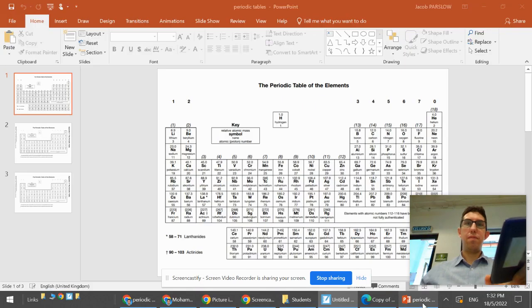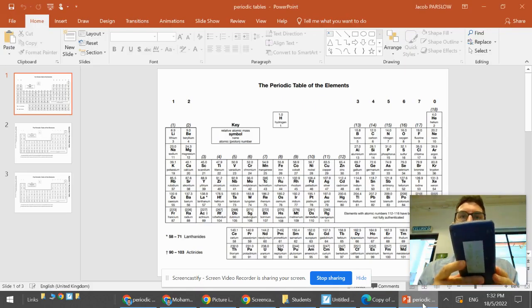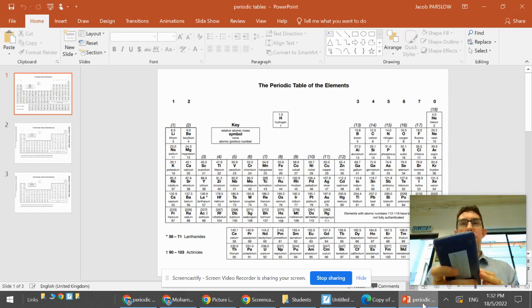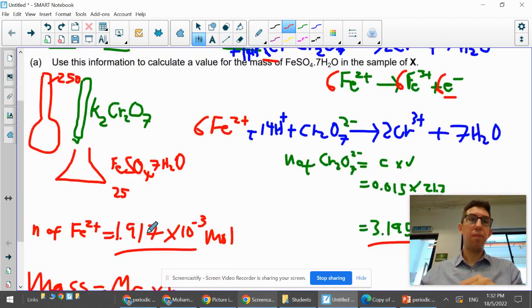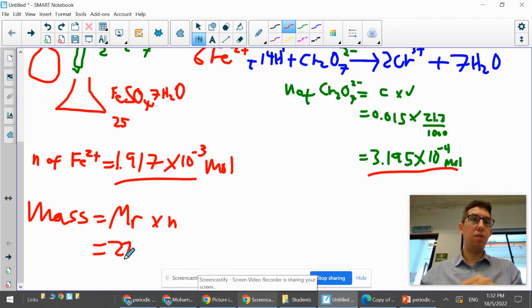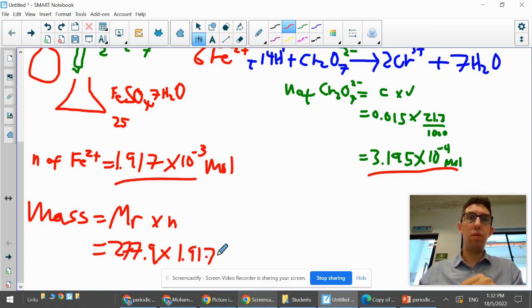So we've got iron, which is 55.8. Sulfur is 32.1. And we've got 4 oxygens, so 4 times 16. And then we've got 7 waters, so 7 times 18. So I make that 277.9. 277.9 for the Mr times the moles. Remember the ratio, how many iron 2+ are in hydrated iron sulfate? Well, 1 to 1. So the mole value is the same.